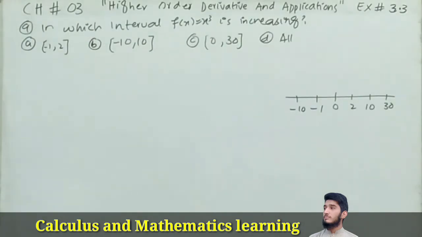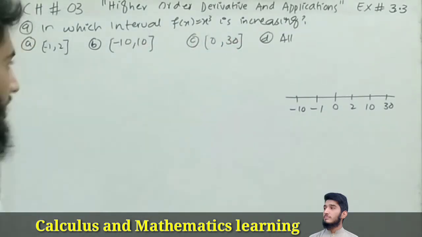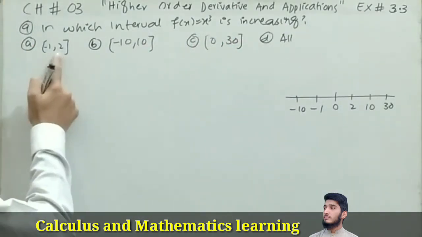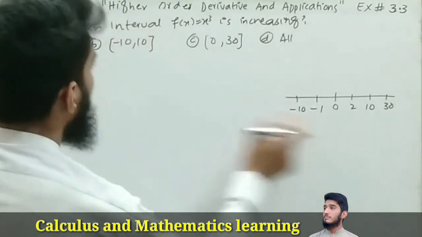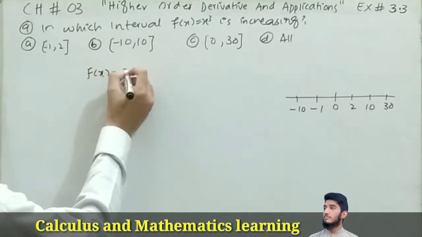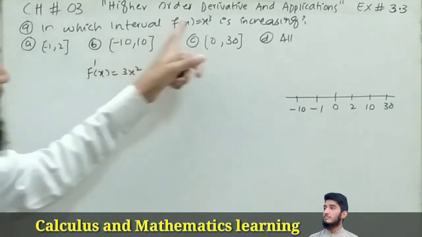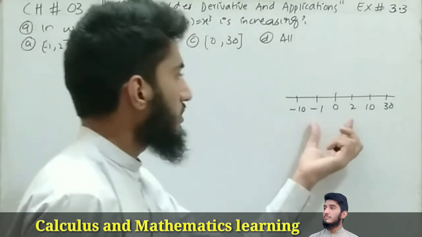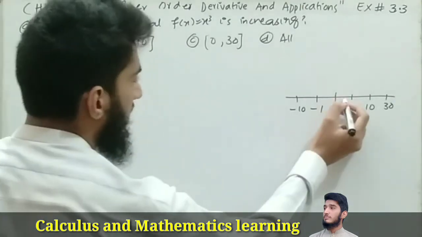Now move toward MCQ number 9, in which interval f of x is equal to x cubed is increasing. 4 options are given. So let's suppose in this interval minus 1 to 2, I take 0. First of all, differentiate the given function f of x is equal to x cubed, which gives us 3x squared. Let's suppose in between minus 1 and 2, we can also take 1.